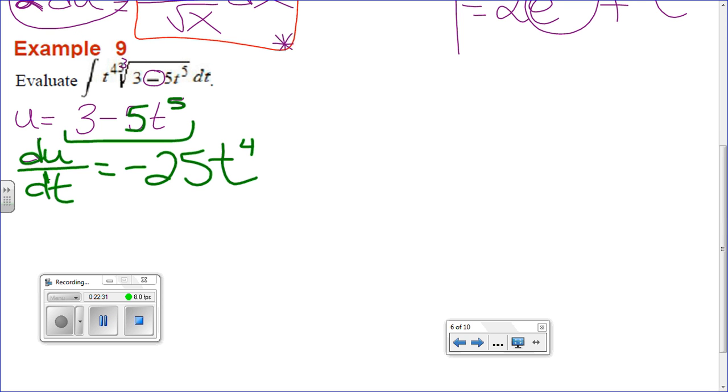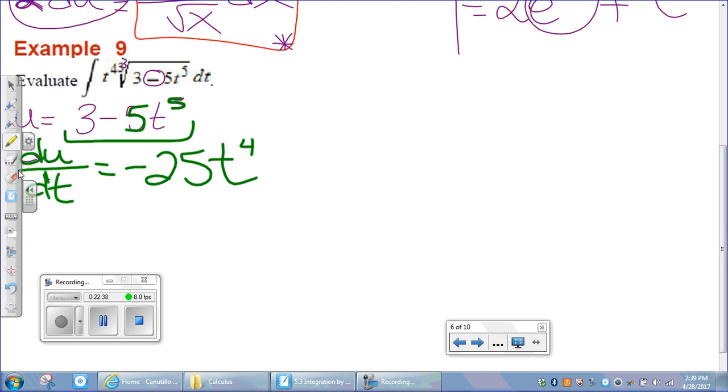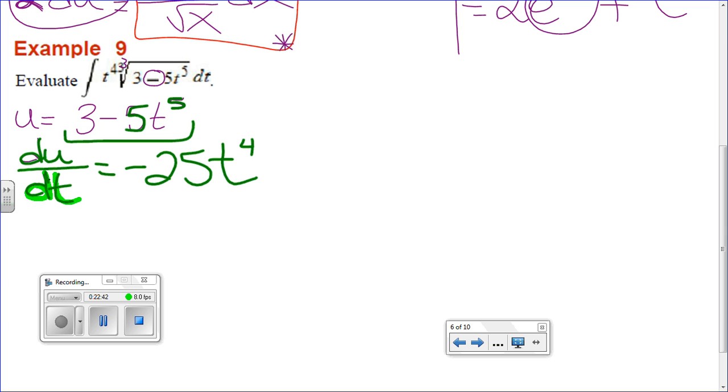Okay. Now you guys are starting to recognize there are certain things we need from here. We need dt. And what else do we need from the right side? T to the power 4. T to the power 4. Exactly. So we just need to manipulate those right here. T to the 4 dt. Okay, so now you guys try to do that.